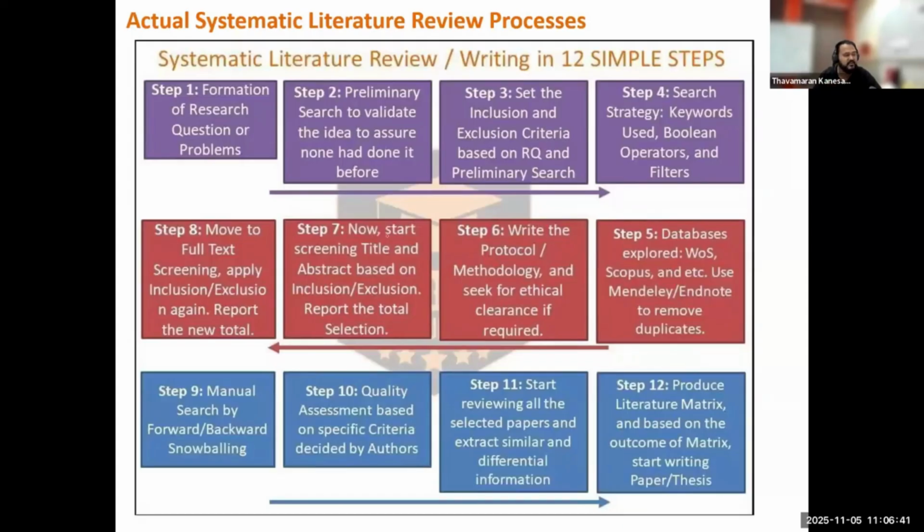Part of it here, you can see I've already written abstract screening first, then only full text screening. Minimum must have Scopus and Web of Science. See, I've already stated it here. And for Scopus and Web of Science, you cannot use AI because they don't have access.